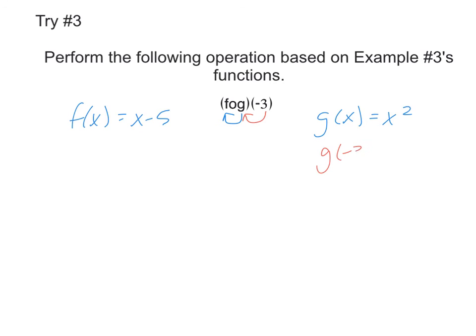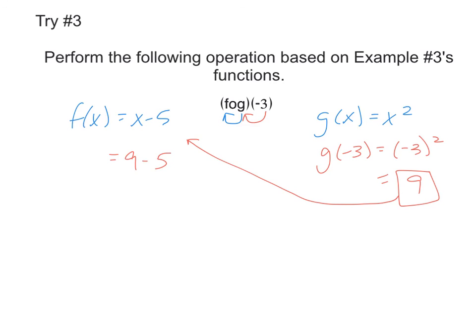Negative 3 into g would be negative 3 squared. Whenever you substitute, always put in parentheses. So we get 9 from that problem. Then we need to take that 9 and we need to put it into f. So this would be 9 minus 5, which equals 4. So 4 would be our final answer.